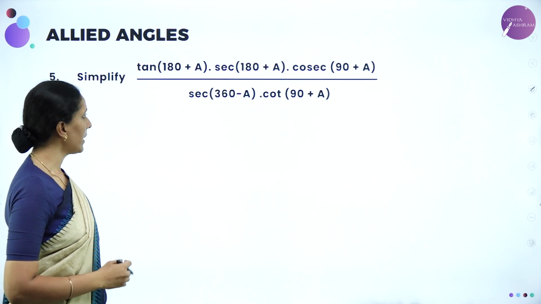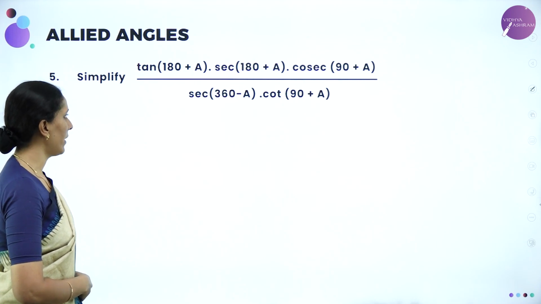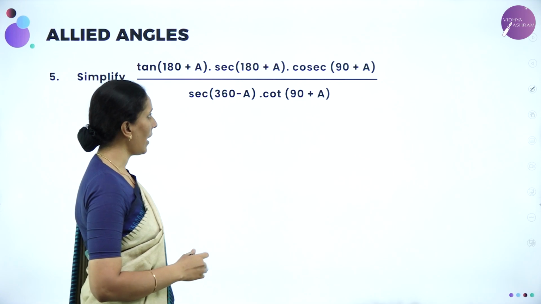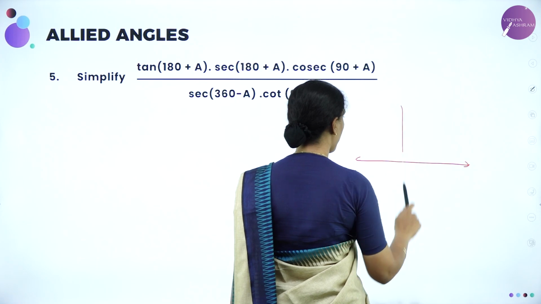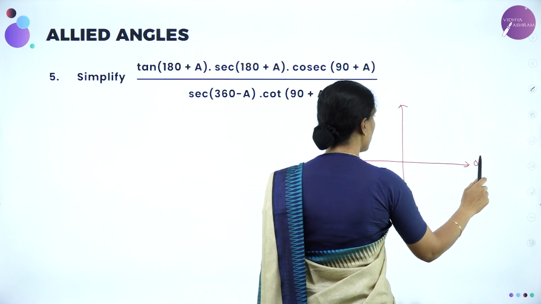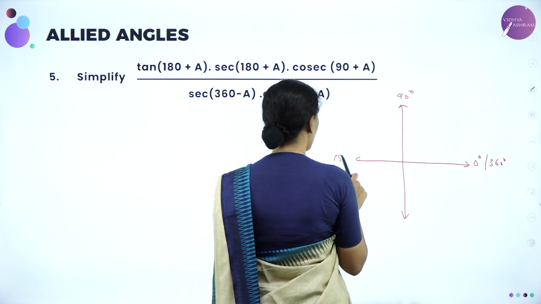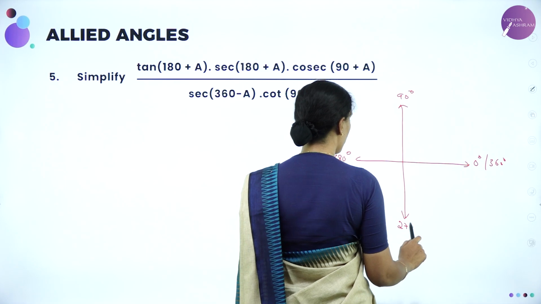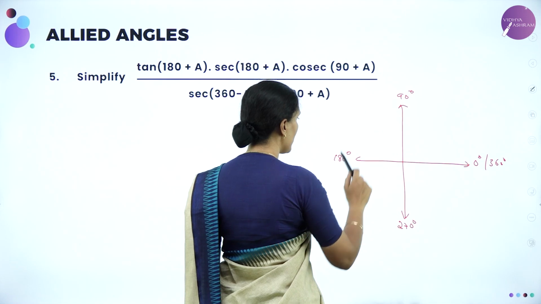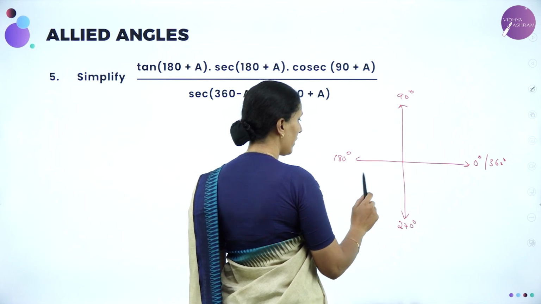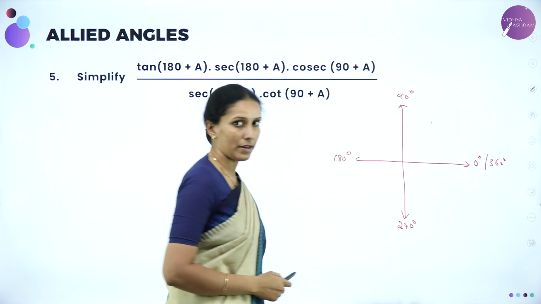Simplify tan(180 plus A), secant(180 plus A), cosecant(90 plus A), whole divided by secant(360 minus A), cot(90 plus A). Let us write the quadrants. This is 0 or 360, 90, 180, 270. So this will be 90 minus theta, 90 plus theta, 180 minus theta, 180 plus theta, 270 minus theta, 270 plus theta, 360 plus theta, 360 minus theta.